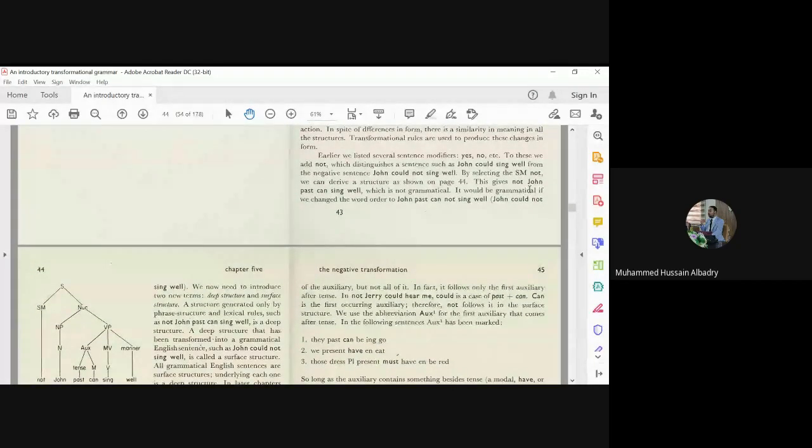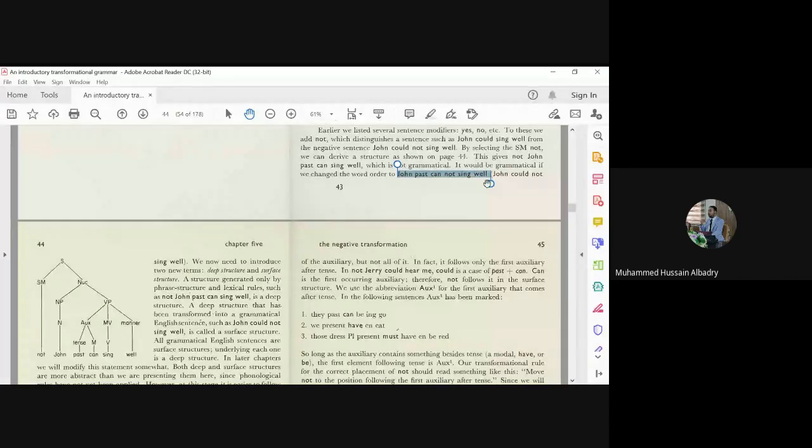This gives not، راح تصير كأنه مال جملة. Not John past can sing well. Not John past can sing well, which is not grammatical. It would be grammatical if we change the word order. شلون نخلي النوت بالبداية؟ إذا لازم نسويها grammatical شو نسوي؟ نقول John past cannot sing well. John could، يعني معناته John couldn't sing well.